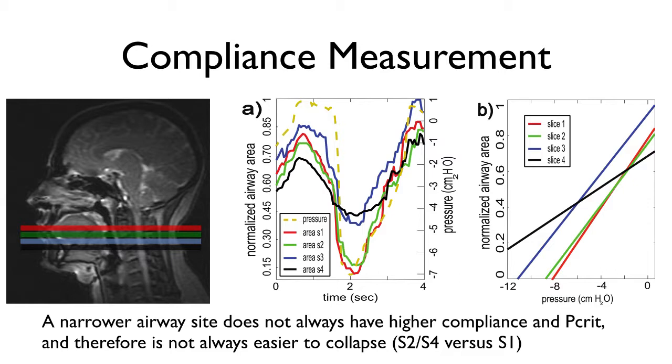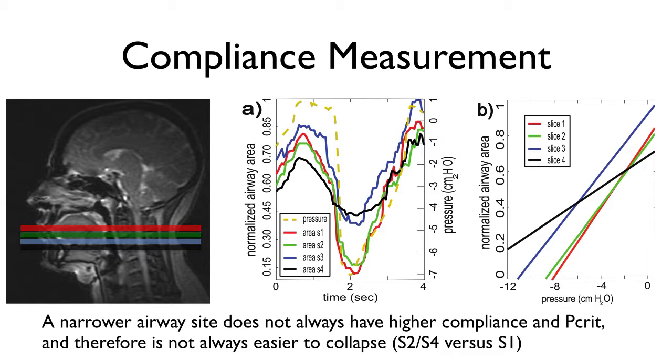What you notice here is interesting. The site that is narrowest at baseline, which is the black slice, so slice number 4, is actually the one that's the least compliant. And here we're interpreting compliance as being the slope of this curve in subfigure B. Okay, so slice 4 actually has the lowest cross-sectional area at 0 pressure, but that cross-sectional area varies minimally across the range of pressure, and it has the lowest peak rate.